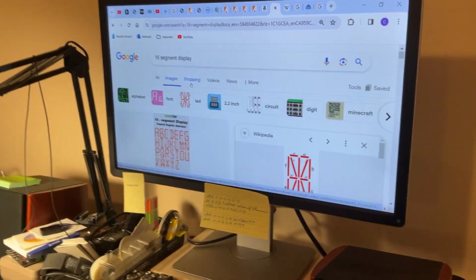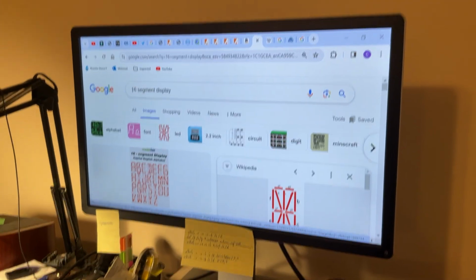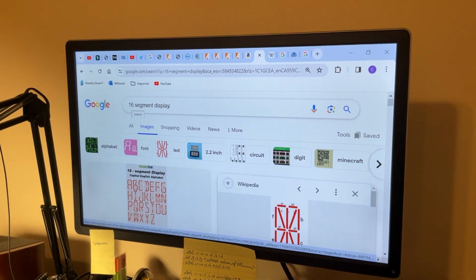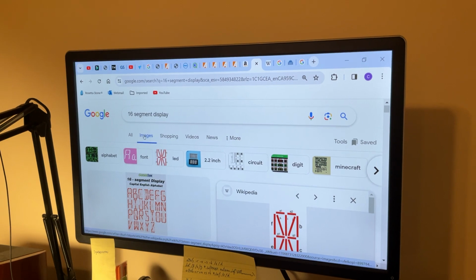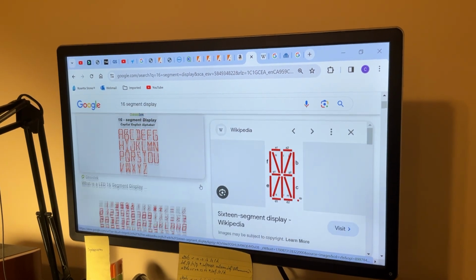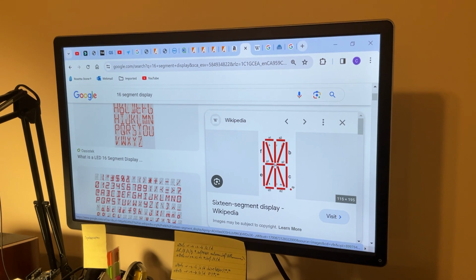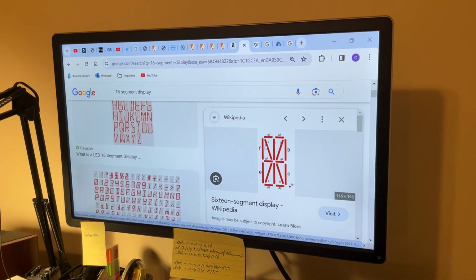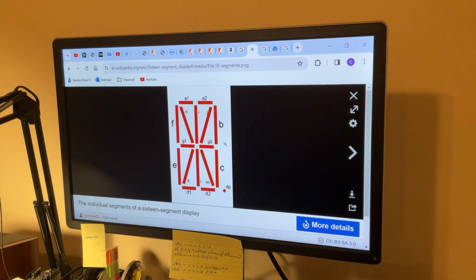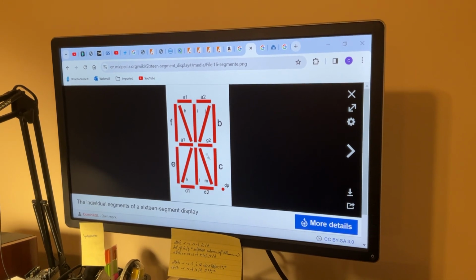Okay then, so here we are. I typed "16 segment display" on Google and I asked for pictures. Probably the first link you're going to get is on Wikipedia. I picked this one and magnified it, okay? So when I magnified, I've got that picture. Now take a look.